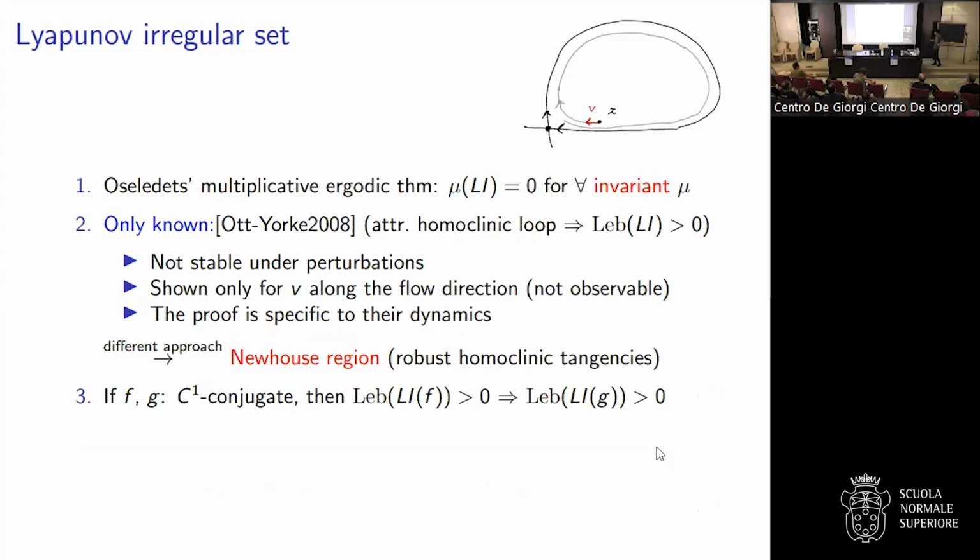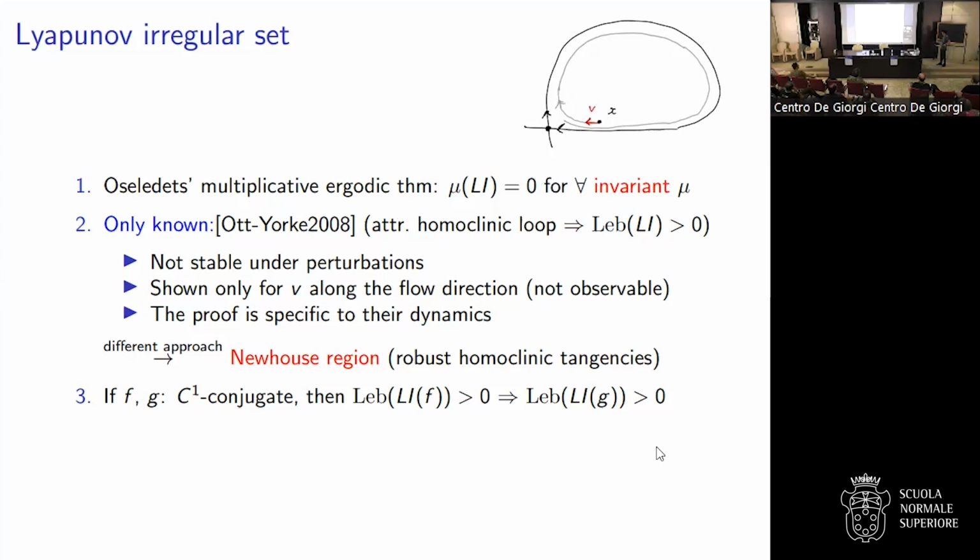Okay, so I want to give a few but important remarks. Firstly, the famous Oseledets multiplicative ergodic theorem ensures that the Lyapunov irregular set is always a zero measure set for any invariant probability measure. But in general, this has no information for our question, because the Lebesgue measure is not invariant in general.